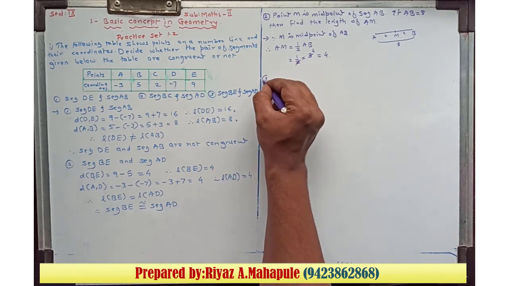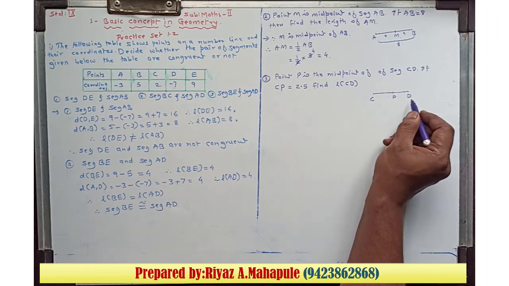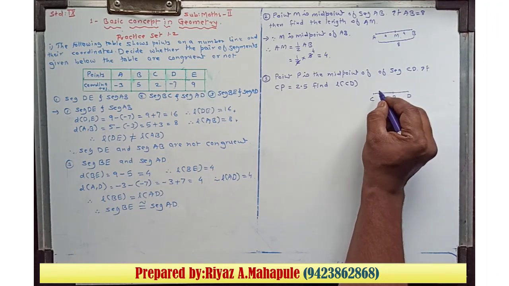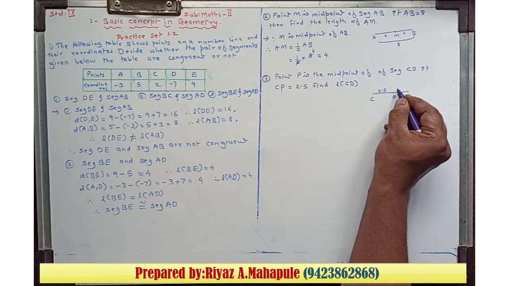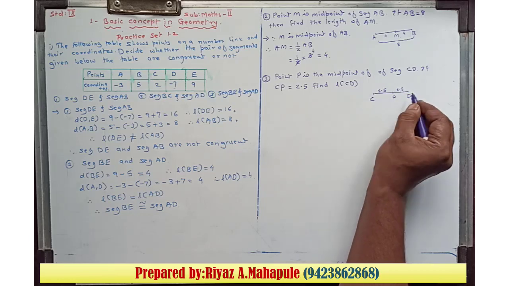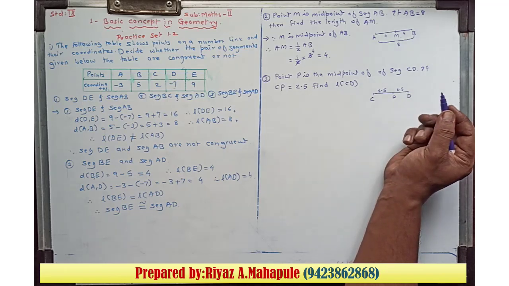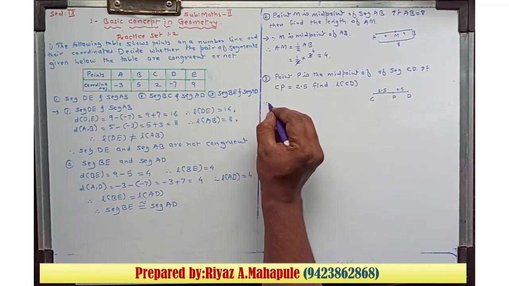Now question number 3. Point P is the midpoint of CD and CP is given as 2.5. If CP is 2.5, then PD is also 2.5, and therefore the total length CD is equal to how much? It is 5 centimeter, right? So we write the solution here.